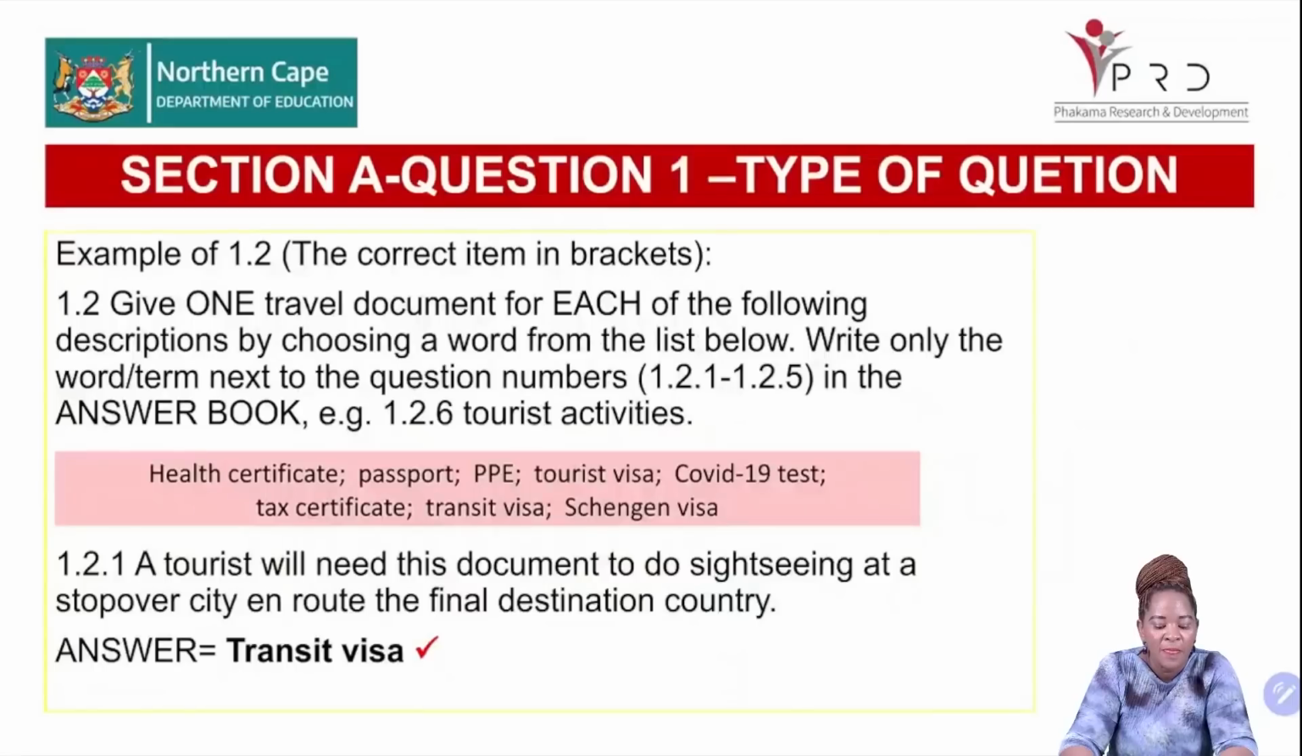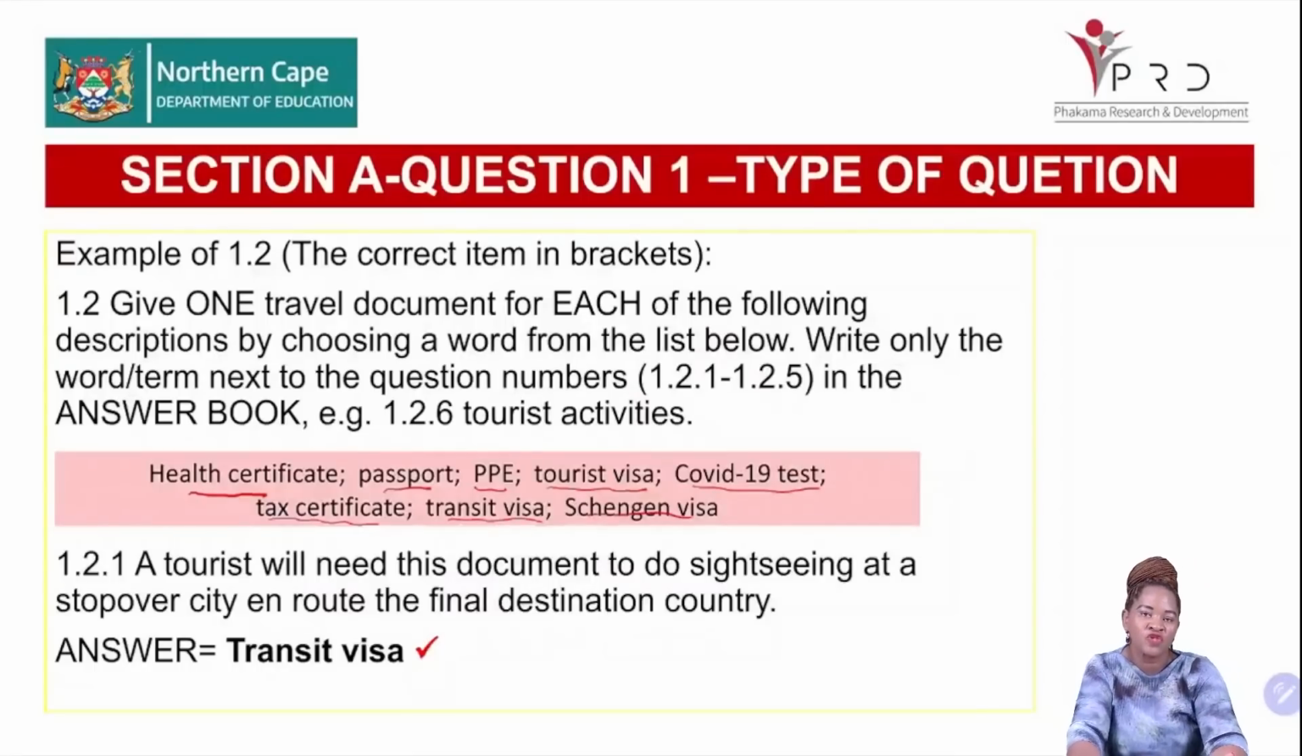For an example, 1.1, where you're supposed to give one travel document for each of the following descriptions by choosing a word from the list below. Write only the word or the words next to the question numbers 1.2.1 up to 1.2.5 in the answer book, e.g. 1.2.6 tourist activities. Now here you have health certificate, passport, PPE, tourist visa, COVID-19 test, tax certificate, transit visa, and also Schengen visa.